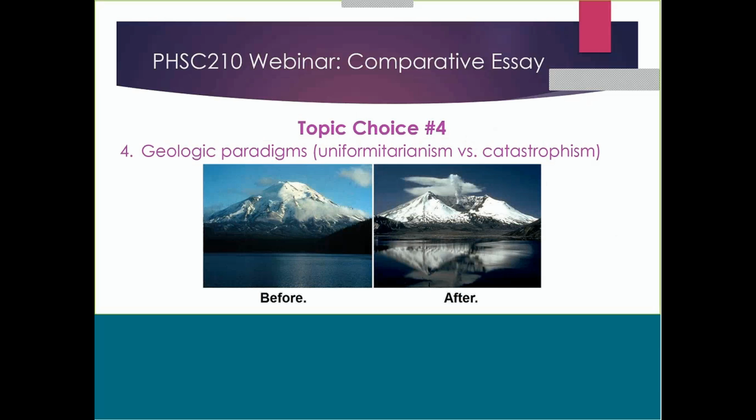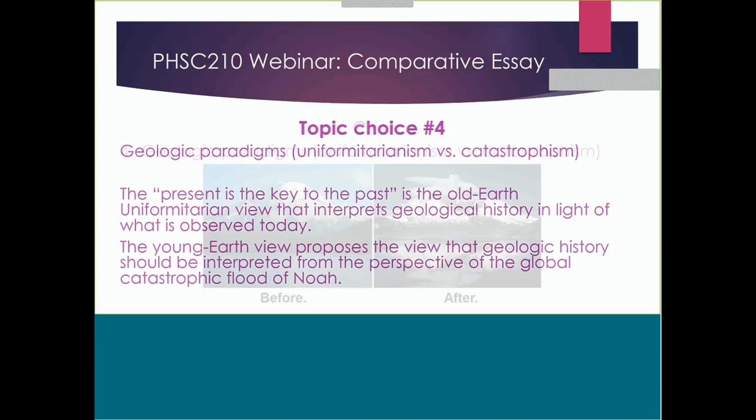Topic choice number four, geologic paradigms, uniformitarianism versus catastrophism. Here's a picture of Mount St. Helens before and after the May 1980 eruption, which dramatically, in a very short period of time, changed this geologic feature. So this would be an example of something catastrophic happening in the Earth.